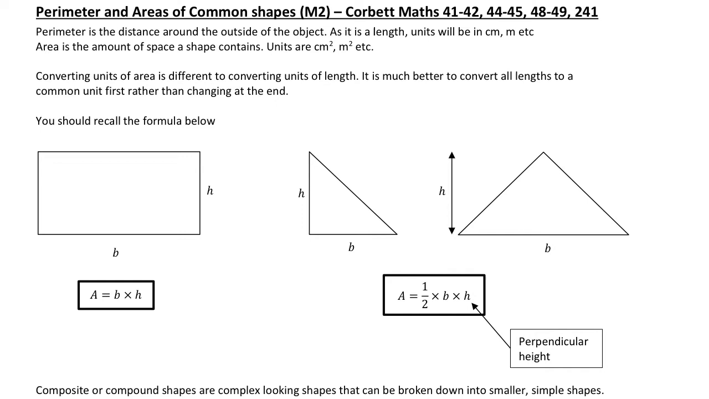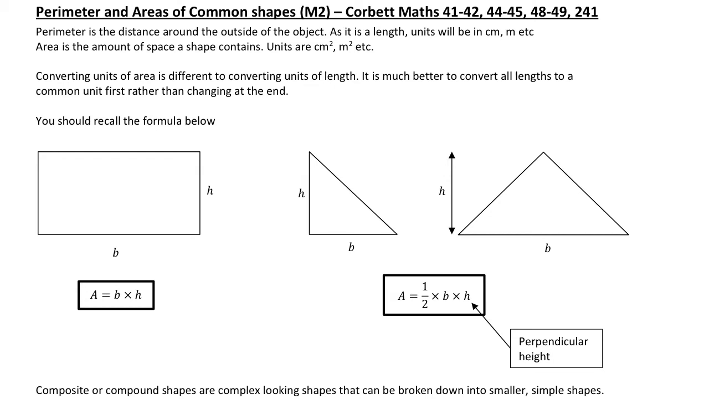As it's a length, units will all be in centimetres, metres, and so on. The area is the amount of shape contained within an object, and its units are centimetres squared or metres squared, and so on. Converting units of area is different to converting units of length, so it's much better to convert all the lengths to a common unit first rather than changing at the end.